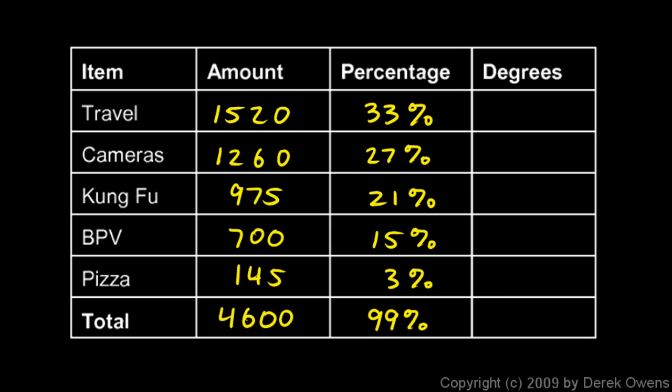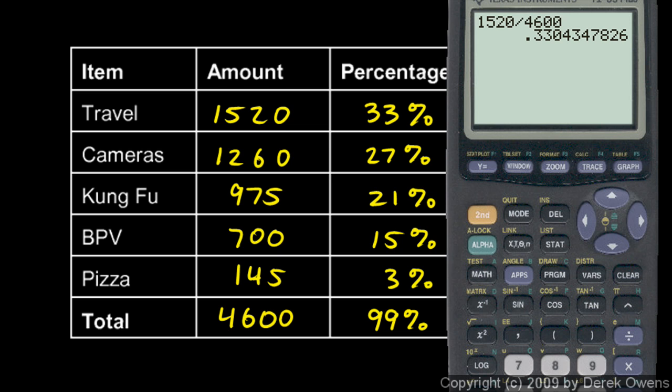All right, now those are percentages. Now we need to figure out how many degrees, how big the angle should be for each of the sectors. So let's look at this first one up here on the top row. The travel, he spent 33% of the money on travel. So the sector of a circle representing travel should be 33% of the circle. Well, a circle has 360 degrees. So I need to calculate 33% of 360, and that will be the number of degrees for the travel.